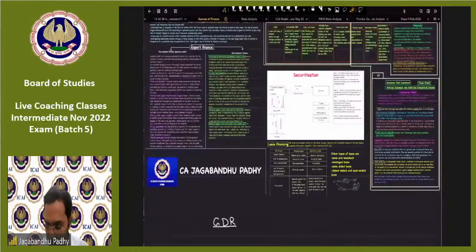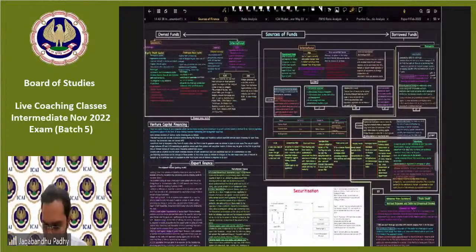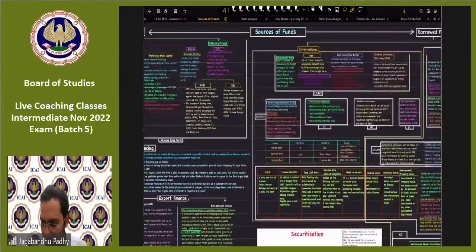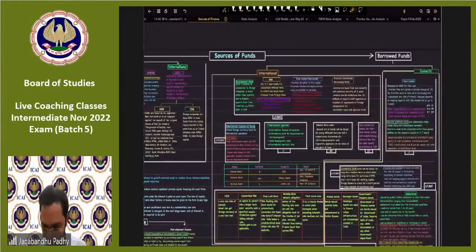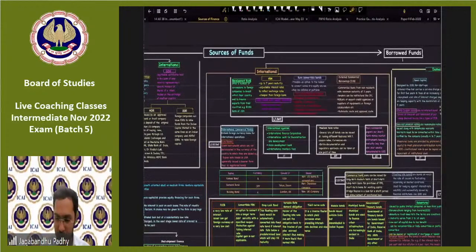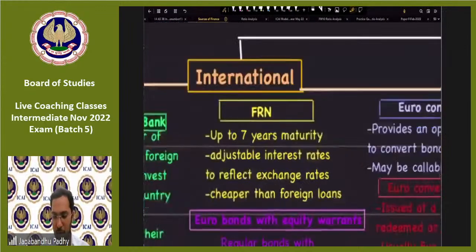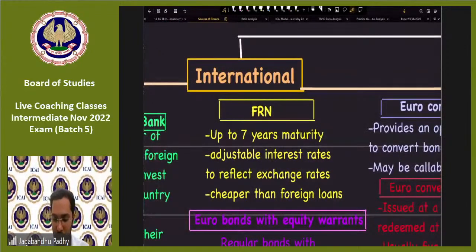FRN was floating rate note. FRN is a floating rate note. So these are adjustable interest rates. That is, the rate of interest that is paid will vary according to the exchange rate.